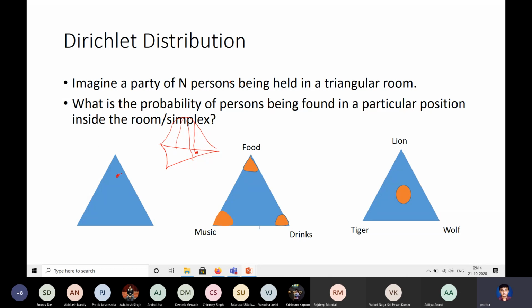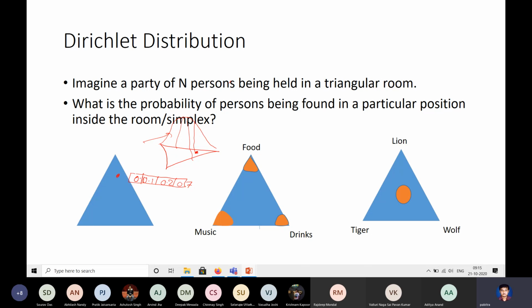But what does this position mean? The position itself is a multinomial. It itself is a box of balls. It itself is a multinomial. So any sample drawn from this distribution is a multinomial distribution.